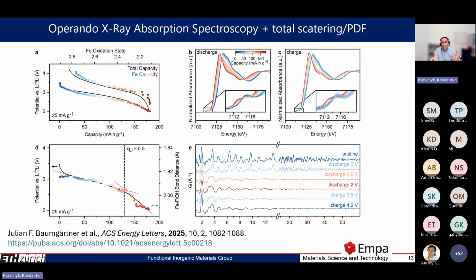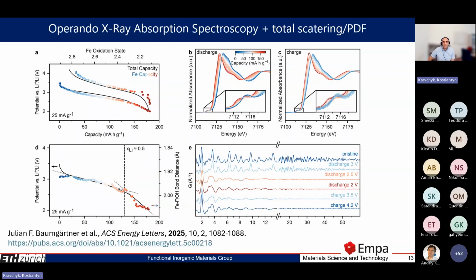So in this case, the average oxidation state determined by XAS measurements matched the oxidation state from the electrochemistry, which was an indication that whatever capacity we measure is really associated with oxidation and reduction of iron.